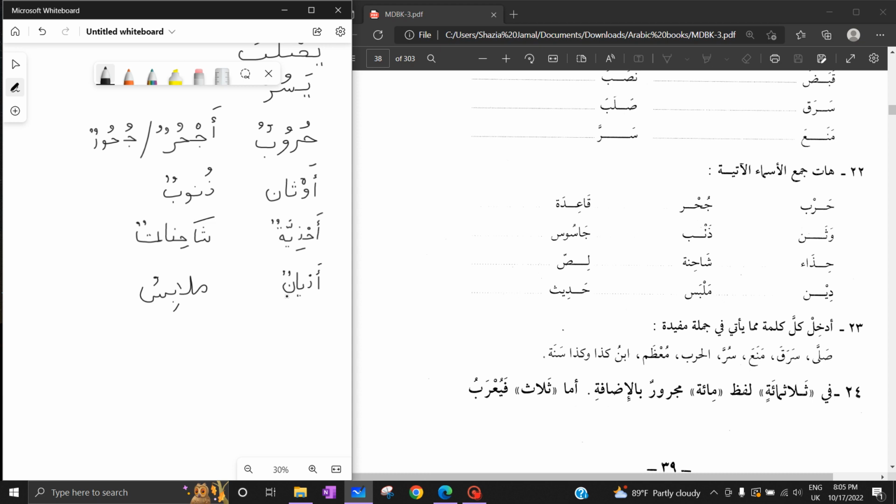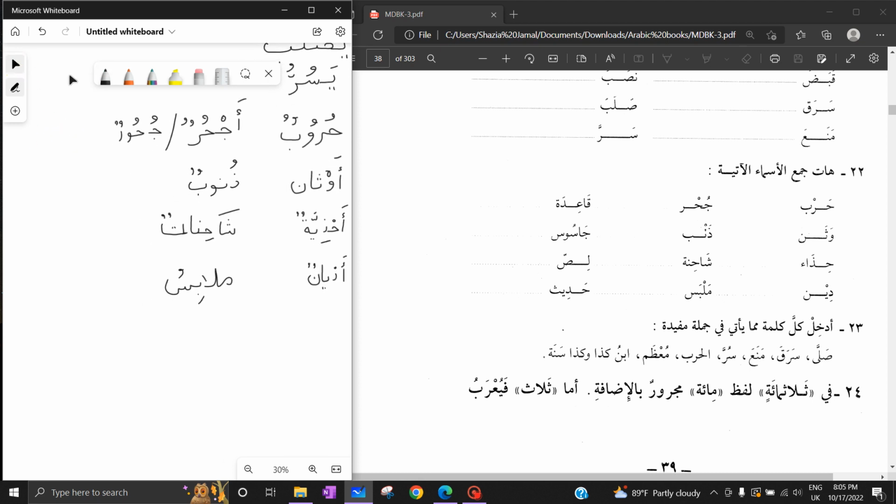Then we have qa'idatun. Qa'idatun means qa'ida, law. You can see the words. Okay. Qa'idatun means law. What is the plural? Qawa'id. Okay. Qawa'idu. Then jasus is spy. Jawasisu. Pay attention to the spelling. Jawa, there is a ya. Jawasisu. Okay. Then we have lissu. Lissu means thief. So lususun.